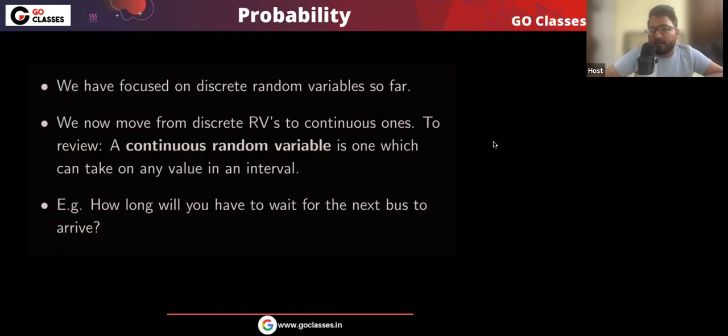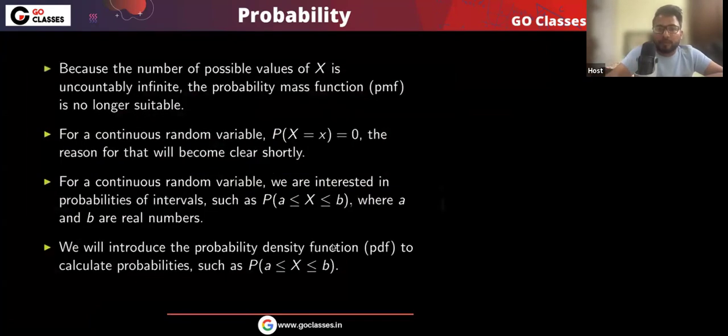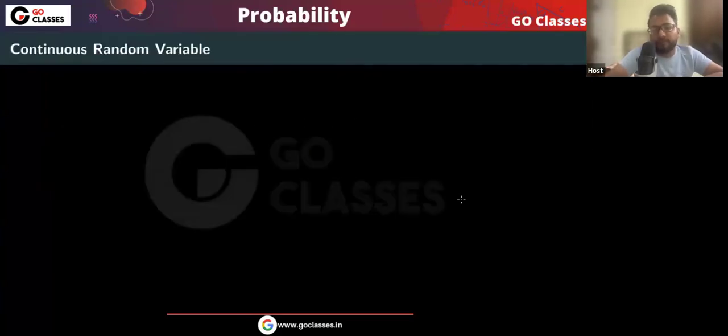We now move from discrete random variable to continuous one. To review, a continuous random variable is one which can take any value in an interval. For example, how long will you have to wait for the next bus to arrive? You might already know that a continuous random variable does not have point probability, which means if you want to find the point probability, it is zero. Anyway, we will see this again.